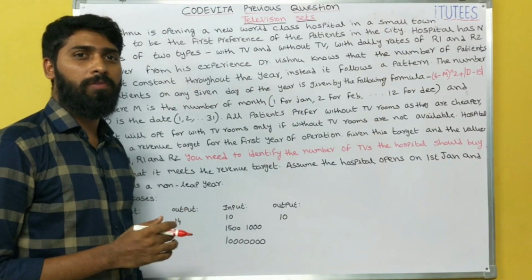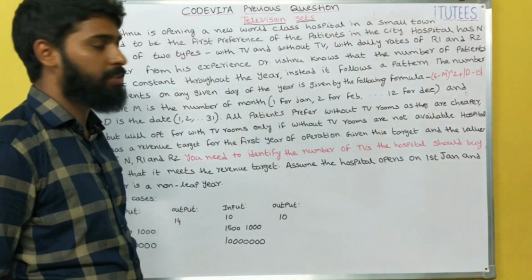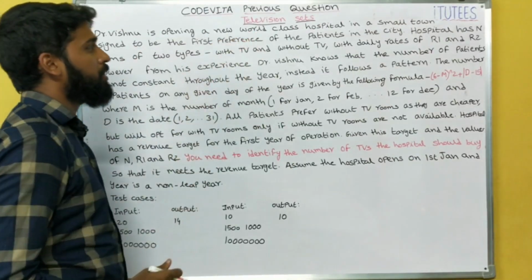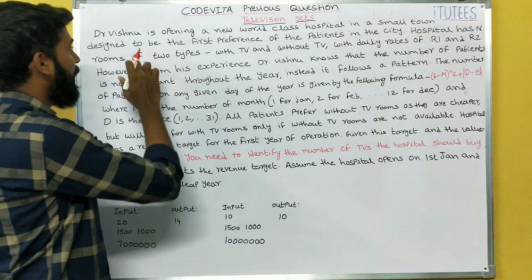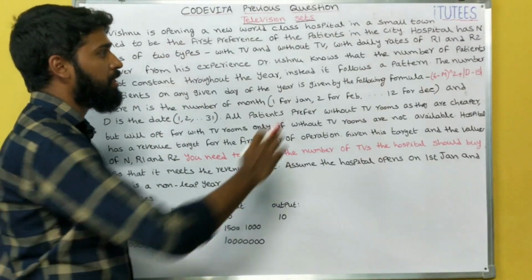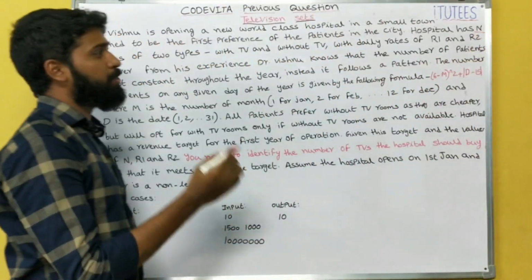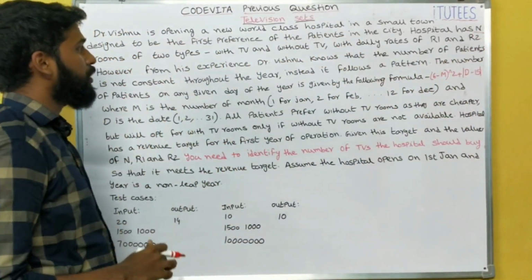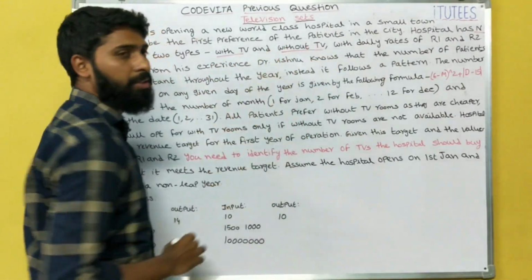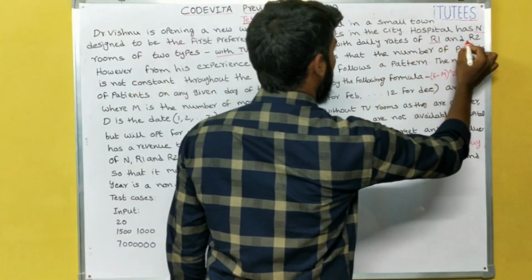Now we are going to solve one coding previous question. Dr. Vishnu is opening a new world-class hospital in a small town, designed to be the first preference of the patients in the city. The hospital has n rooms of two types, with TV and without TV, with daily rates of R1 and R2.